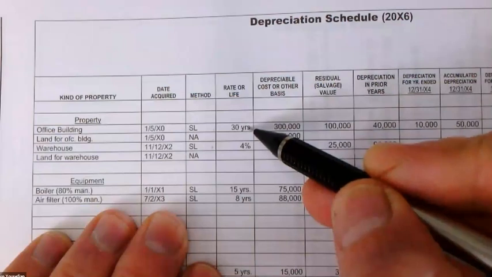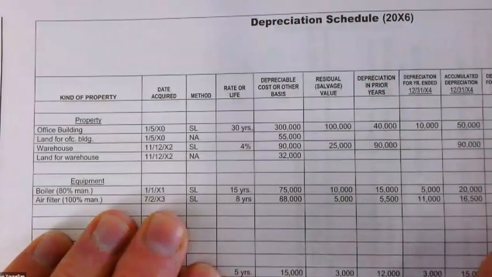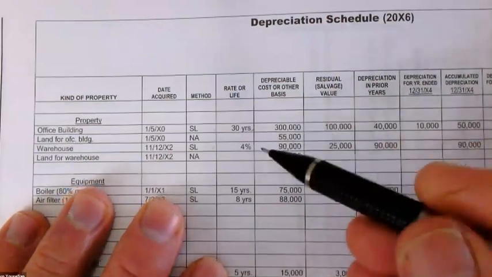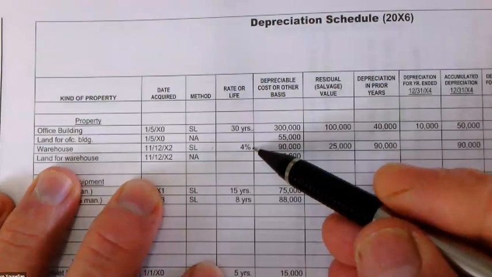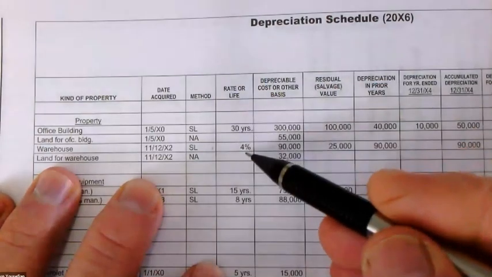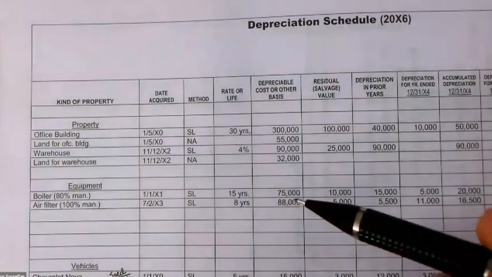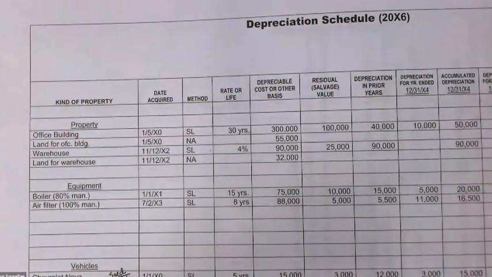The rate or useful life, let's say for the building, you say 30. Under tax purposes, it's 39 years for a commercial building. You can use 39 if you like. For the warehouse, the rate is 4%. I have to see where that 4% is coming from. I have to read the instructions, but this is just a sample.